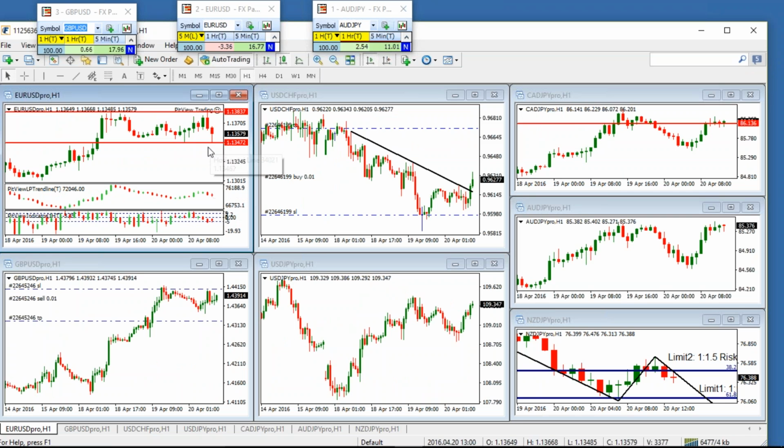If euro dollar breaks down below that double top, all it's going to do is force our dollar Swiss trade further to the upside. Knock on wood. We don't know that for sure yet, but it's a possibility.